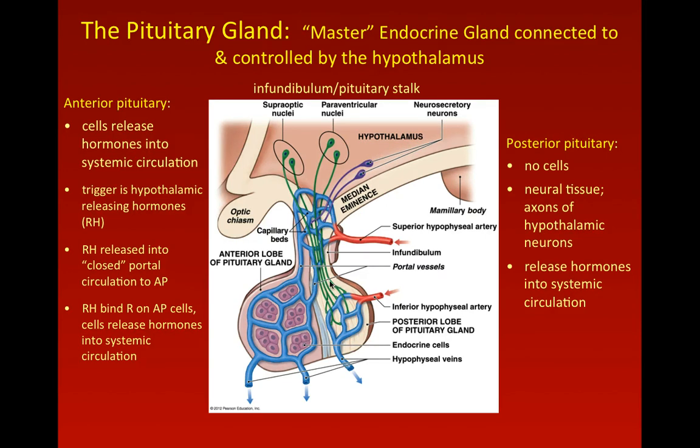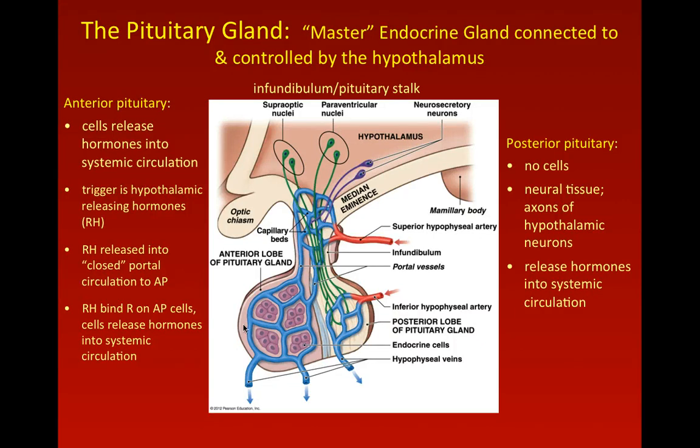And it also releases a whole bunch of hormones that are capable of having an influence on the other glands of the endocrine system. So, there are two regions of the pituitary gland. The anterior region of the pituitary gland is like any other gland. It has different kinds of cells that make and release hormones into what's called the systemic circulation, meaning the circulation that will go all over the body and make contact with every cell in the body.